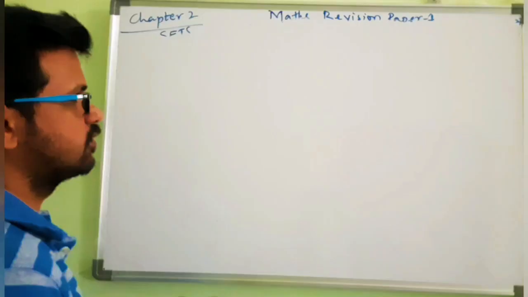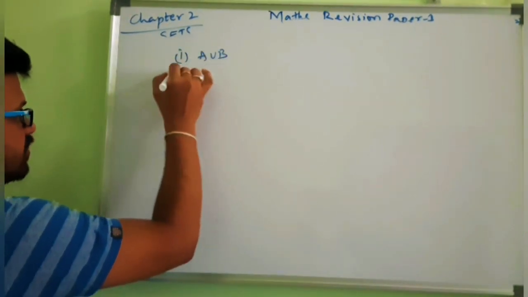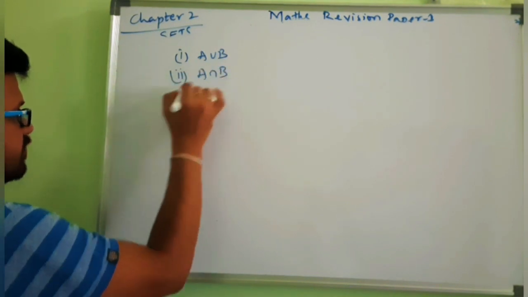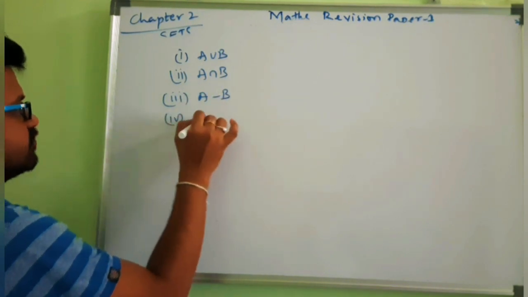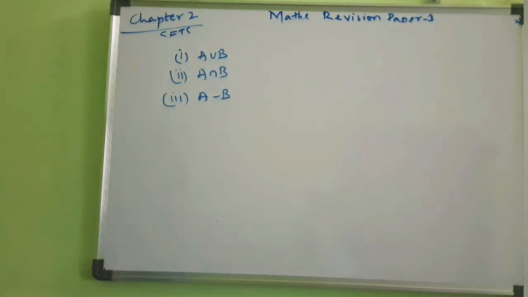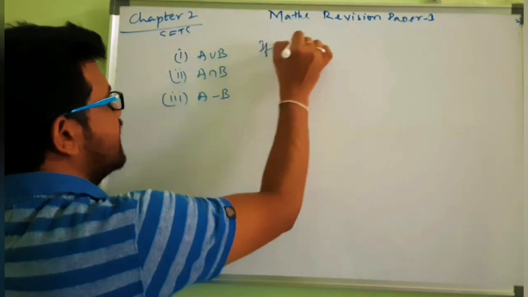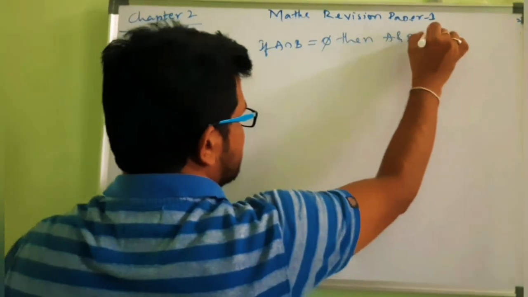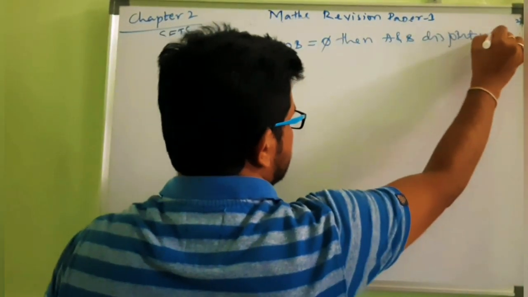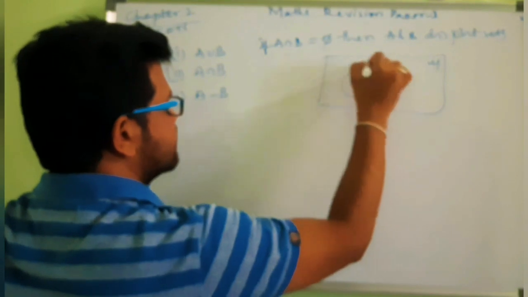Next, what are the basic operations of sets? First one is A union B, second A intersection B, third one is A minus B, and fourth one is B minus A. Right? What do you mean by disjoint sets? If A intersection B is the empty set, then A and B are disjoint sets. The Venn diagram for disjoint sets is like this.